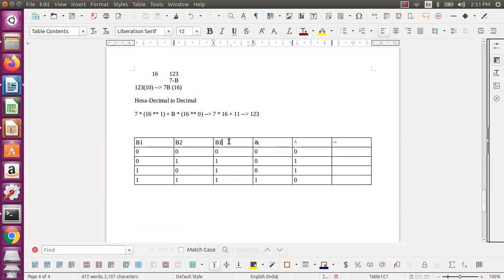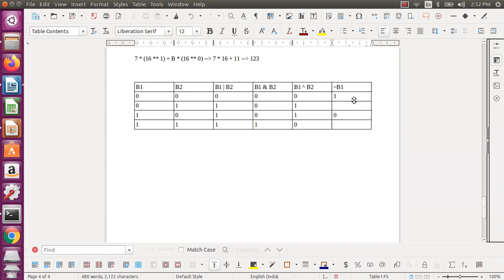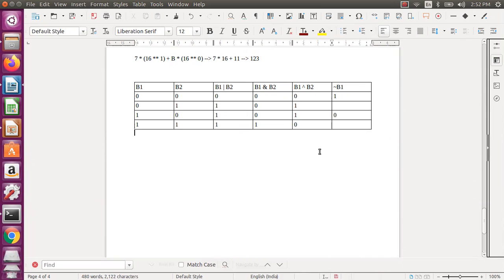So what I'm trying is b1 OR b2, right? To be precise, b1 AND b2. Now b1 exclusive OR b2. The negation of b1 we will take, so this one will be 1 1, and of course this one will be 0. Of course this will be again 1, this will be 0. Since it is repeated, I just say negation of b1 is this one.